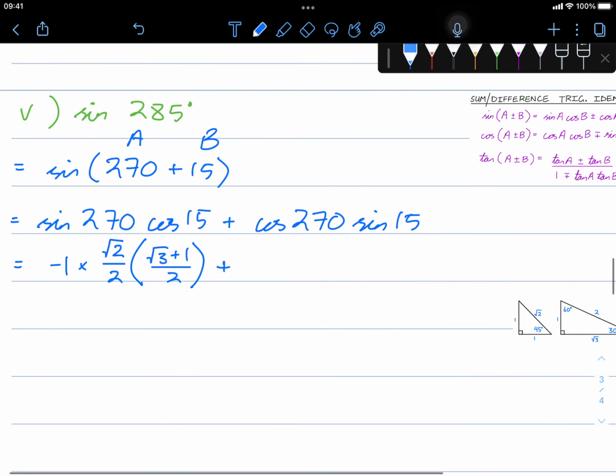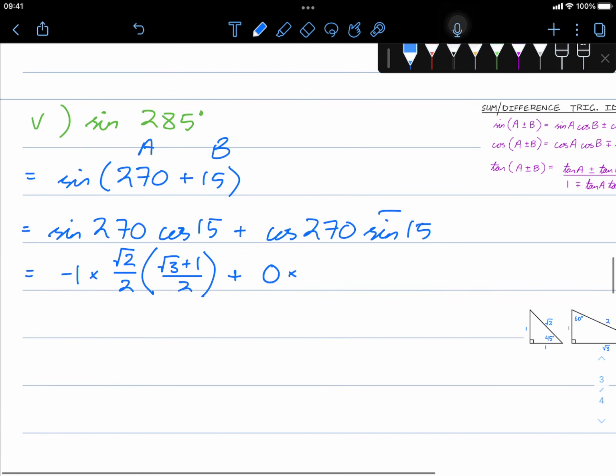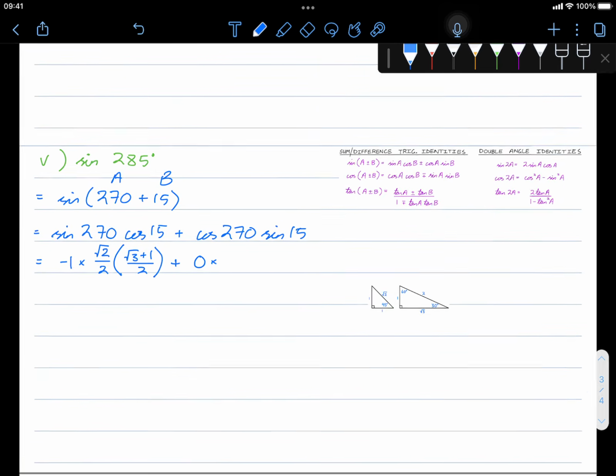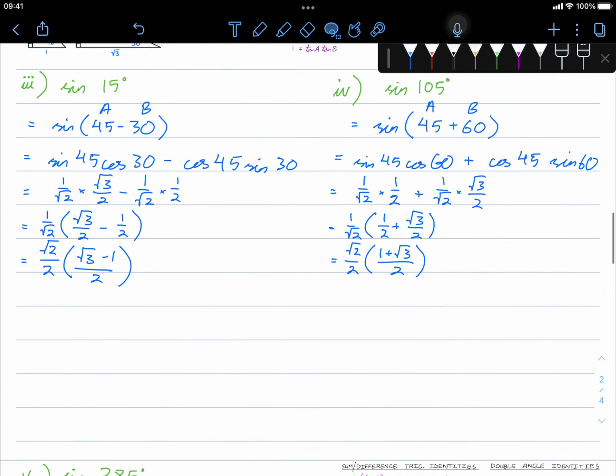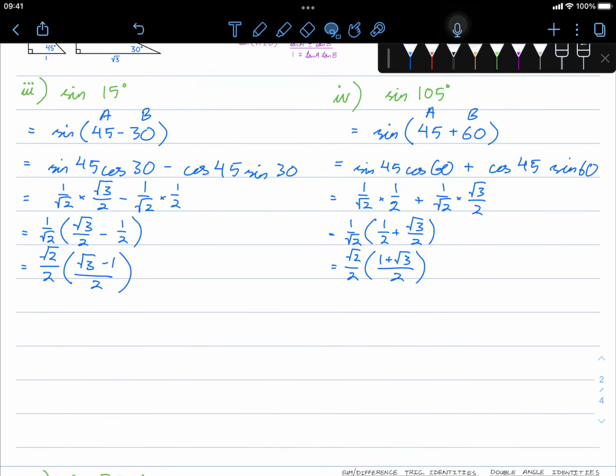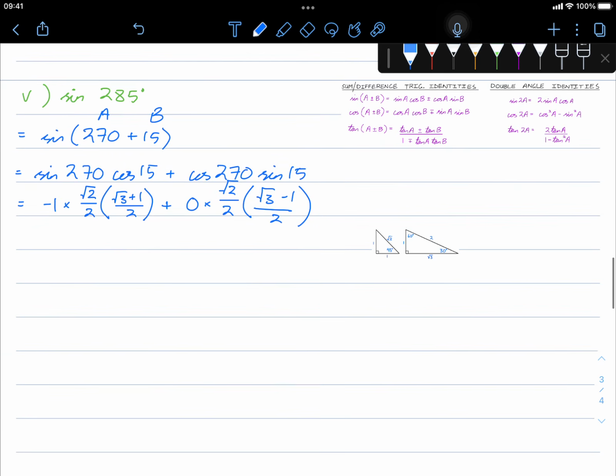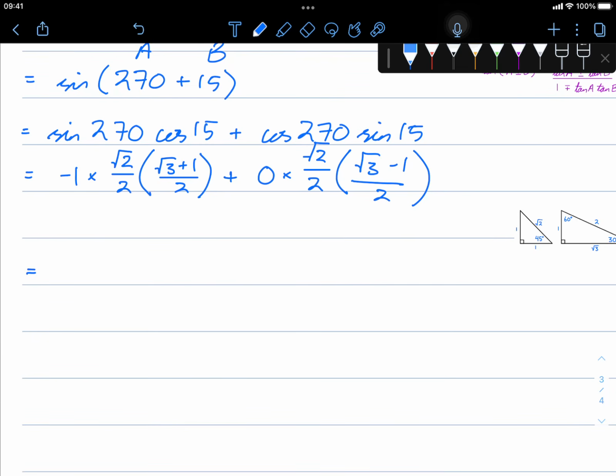Cos 270, if you can try and recall, is actually going to be 0. It really doesn't matter what sine 15 is, because 0 times anything is 0. But just for the sake of thoroughness, sine 15 is the previous answer that we found here. So we're just going to copy and paste that like so. Now from here, like I said, all of this is just nothing. And negative 1 times this is the exact same thing. Negative root 2 on 2 outside of root 3 plus 1 on 2.